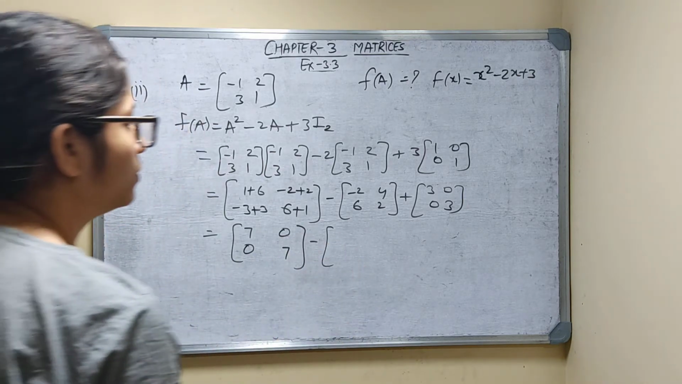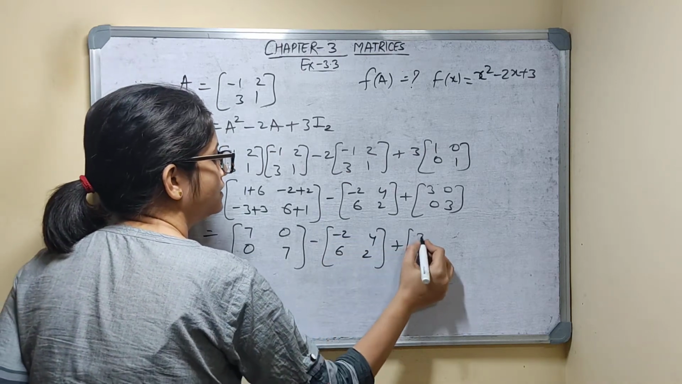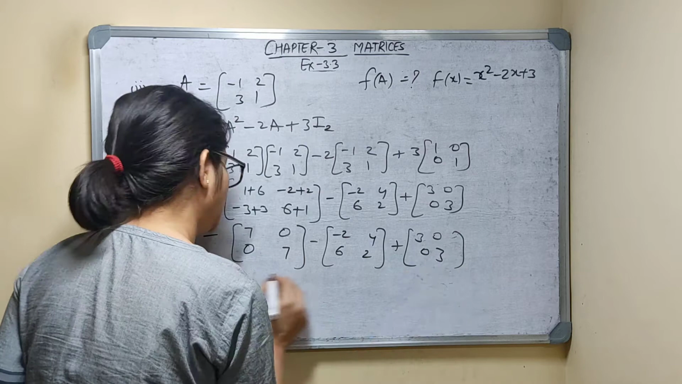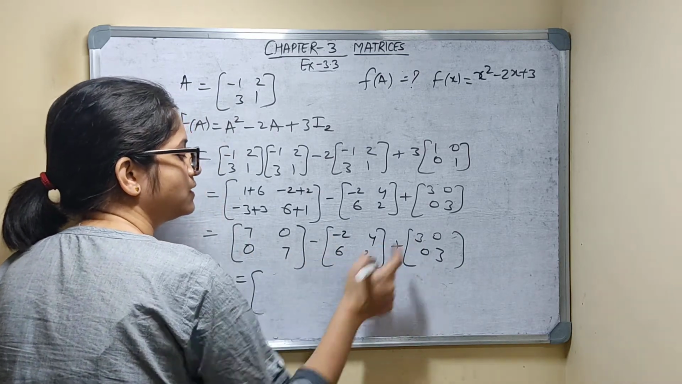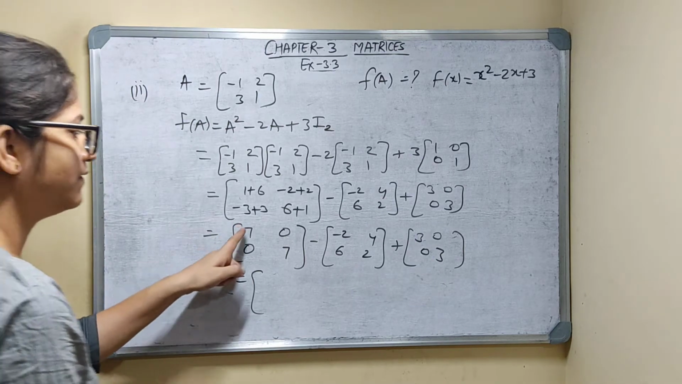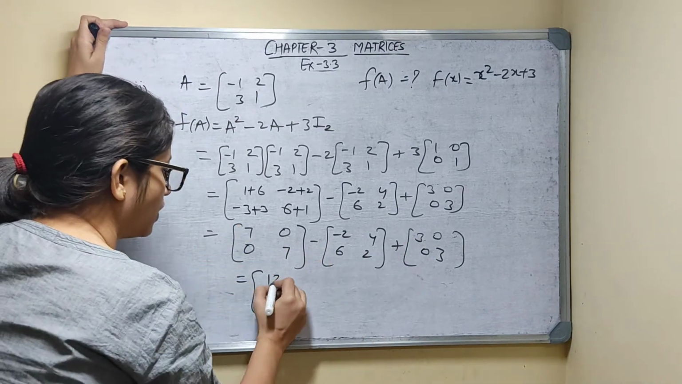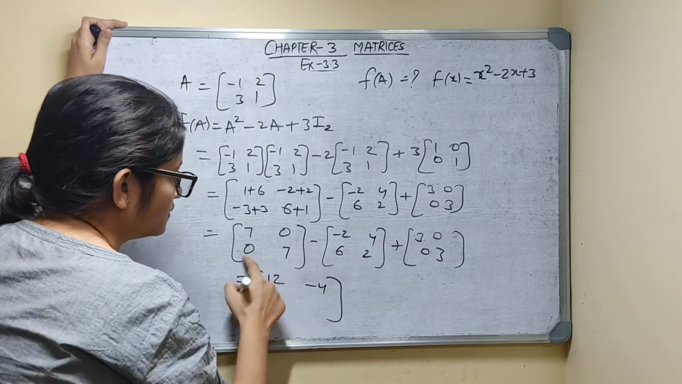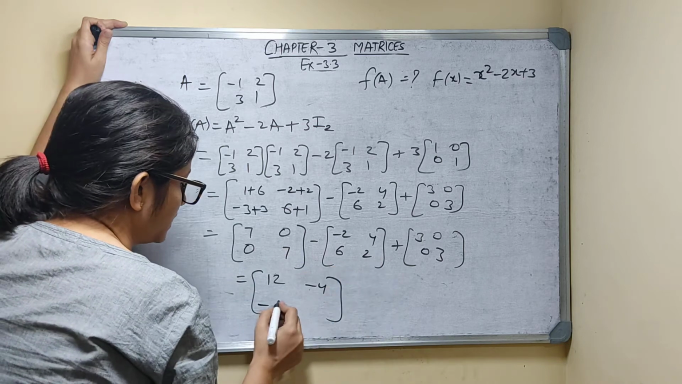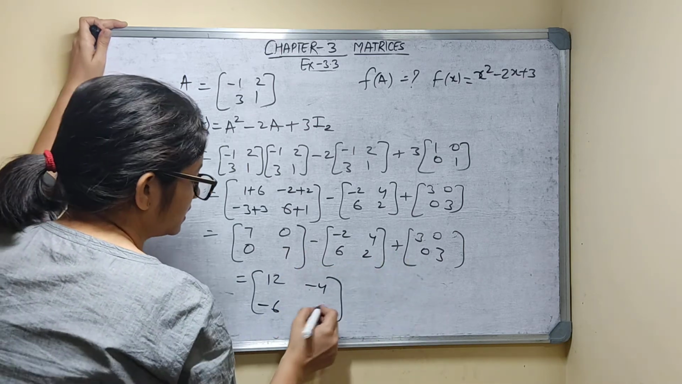Now add them: minus 2, 4, 6, 2, plus 3, 0, 0. 7 minus minus 2 is 7 plus 2 plus 3, that is 12. 0 minus 4 is minus 4. Minus 6 plus 0 minus 6. 7 minus 2 is 5, 5 plus 3 is 8.